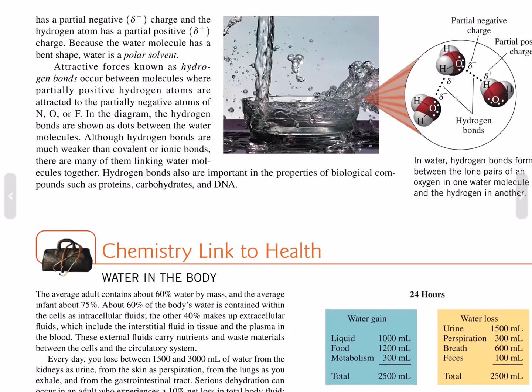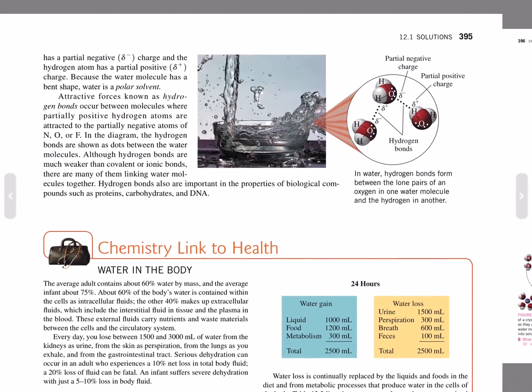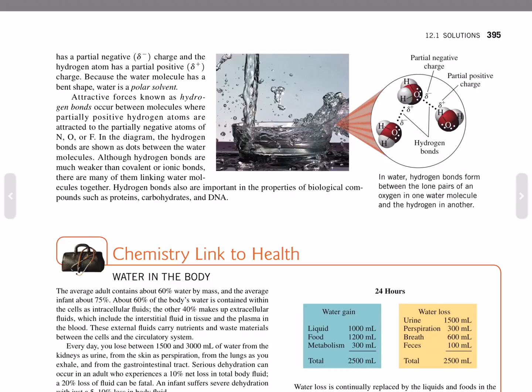Attractive forces known as hydrogen bonds occur between molecules where partially positive hydrogen atoms are attracted to partially negative atoms of nitrogen, oxygen, or fluorine. In the diagram, the hydrogen bonds are shown as dots between the water molecules. Although hydrogen bonds are much weaker than covalent or ionic bonds, there are many of them linking the water molecules together. Hydrogen bonds are also important in the particles of biological compounds such as proteins, carbohydrates, and DNA. In water, hydrogen bonding forms between the lone pairs of oxygen in one water molecule and the hydrogen in another.